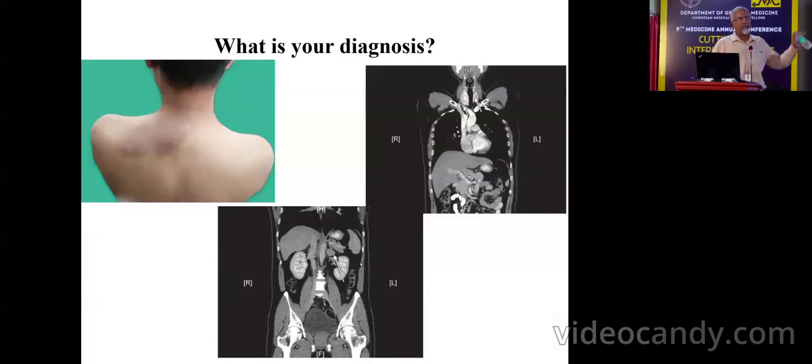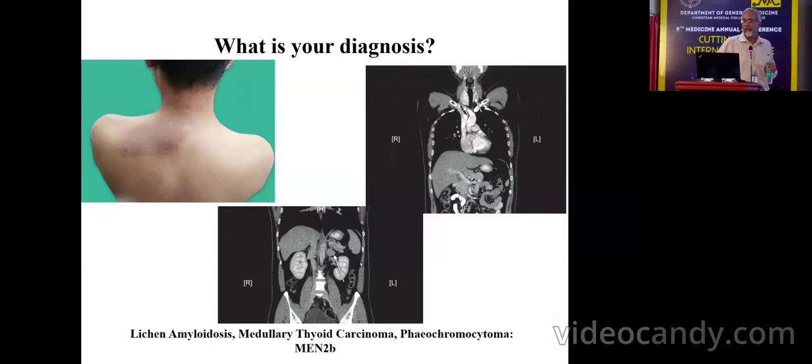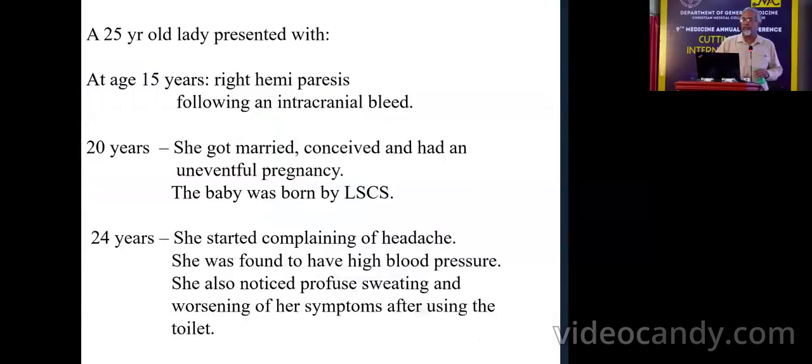Okay. So there's a skin lesion over here, like an amyloidosis. There's a thyroid swelling over there, and you have an adrenal tumor over here. So this is MEN2B, right? This is MEN2B that you're dealing with over here. Medullary thyroid cancer, pheo, and lichen amyloidosis, which you're seeing over here.